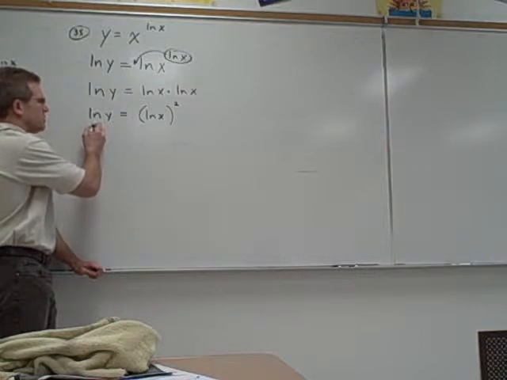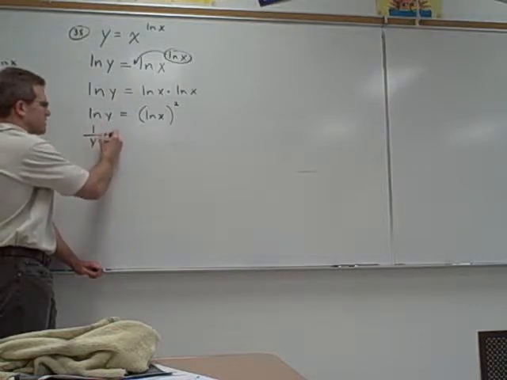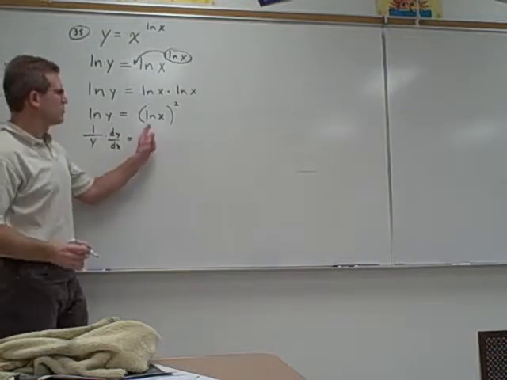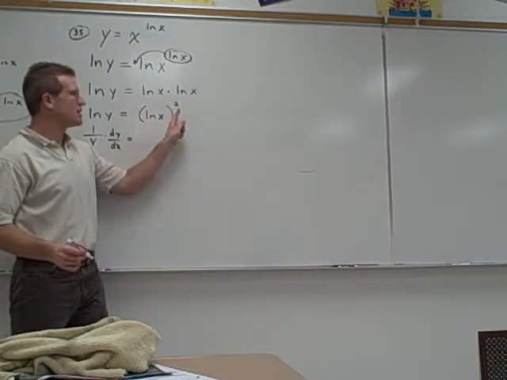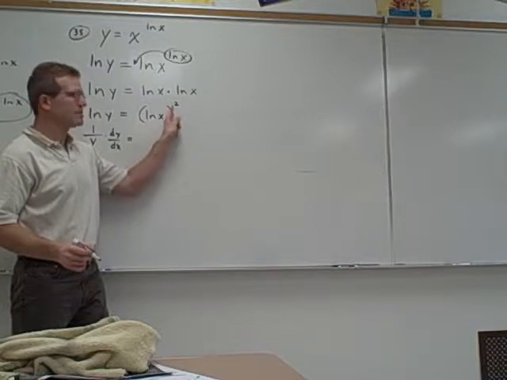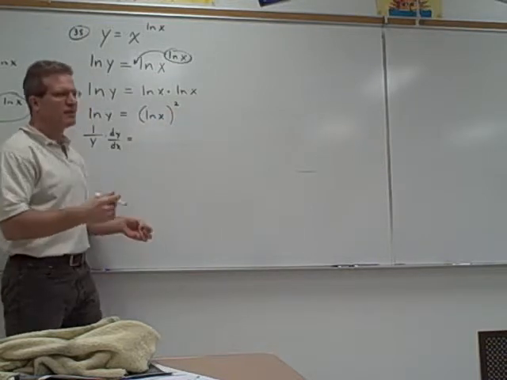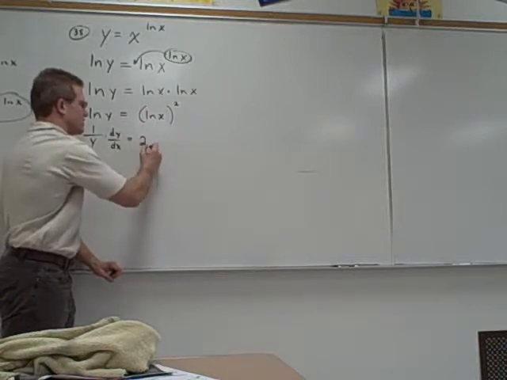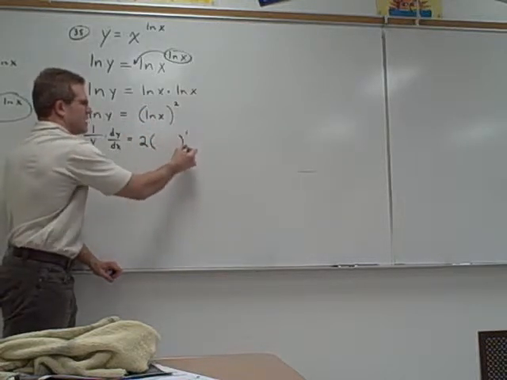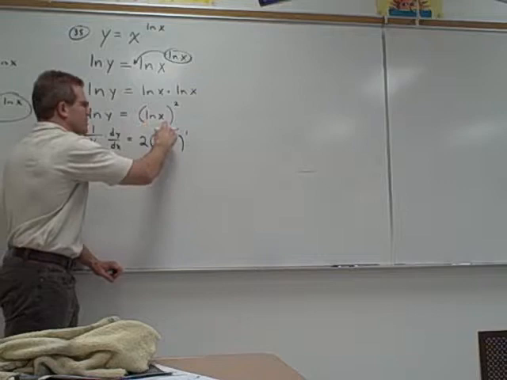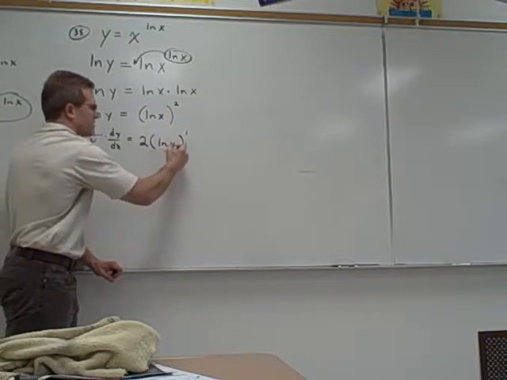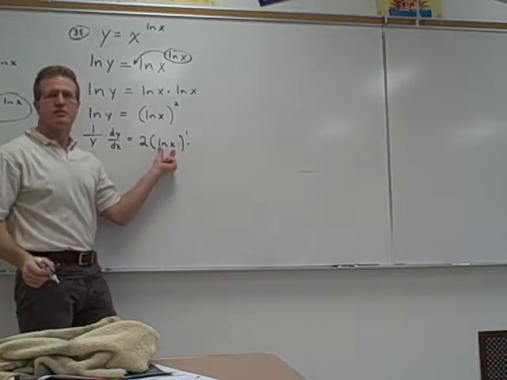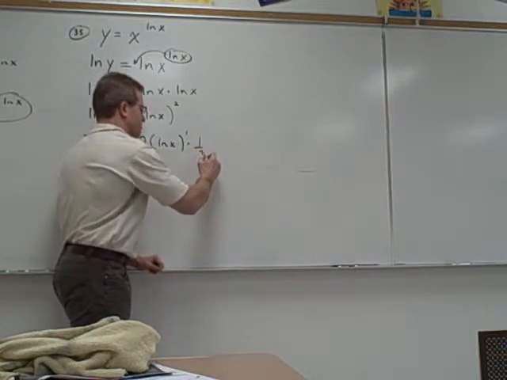Now let's do the derivative. The derivative here would be 1 over y times dy over dx. What rule do you think? I avoided the product rule, but now what rule am I going to have to use? I have an inside and an outside function. Chain rule. So you can't avoid all the rules. You're going to have to do one of them. So multiply by 2 out front. Take that down to the first power. Copy down your inside function, natural log of x. Then multiply by the derivative of natural log of x, which would be what? 1 over x.